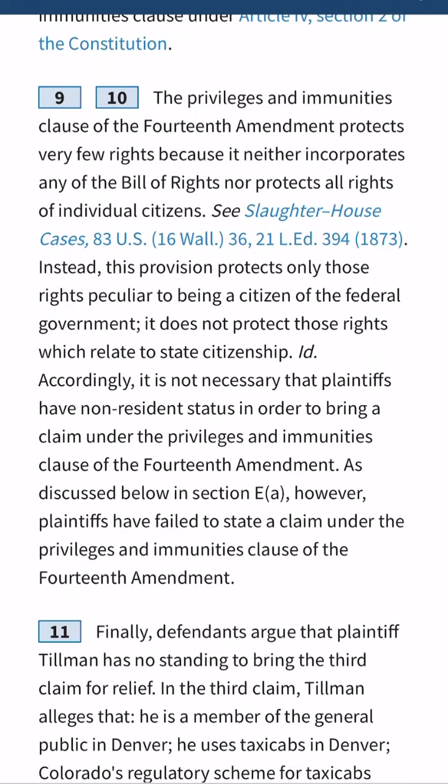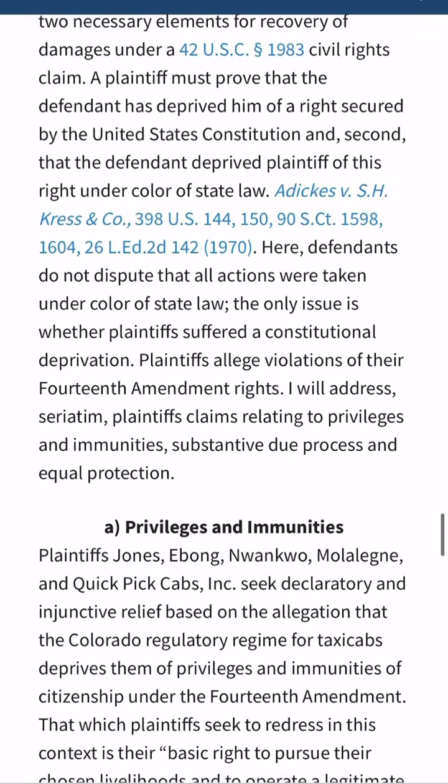The Privileges and Immunities Clause of the 14th Amendment protects very few rights because it neither incorporates any of the Bill of Rights nor protects all rights of individual citizens. Told you in the video the other day to look at the Slaughterhouse cases, because that's where the standing court decision is at, on the difference between the 14th Amendment and a citizen of the states. Instead, this provision protects only those rights peculiar to being a citizen of the federal government. It does not protect those rights which relate to state citizenship. That's pretty clear.